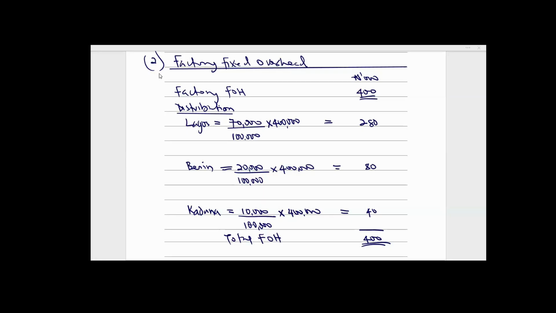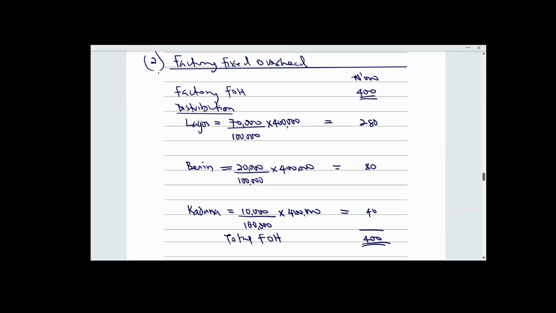So you look in the question for something that unites all the segments together. In this case, Lagos, Benin and Kaduna, what is common to them? What is common is 100,000 units. And that 100,000 units, you distribute it to Lagos, 70,000, Benin 20,000, Kaduna 10,000.